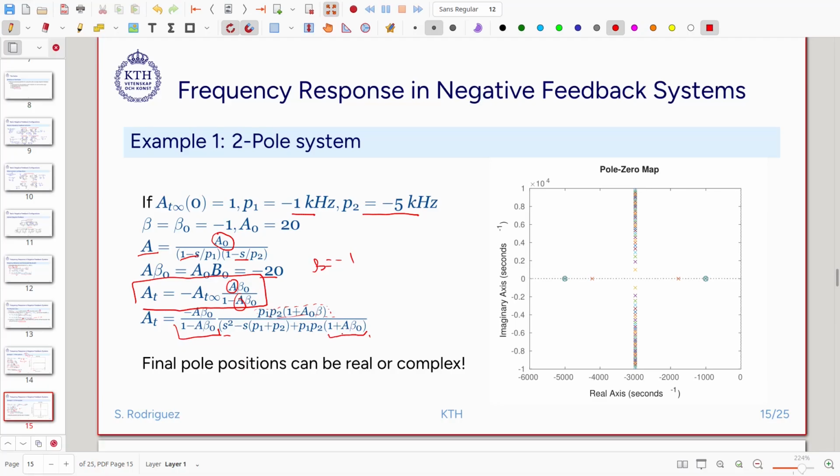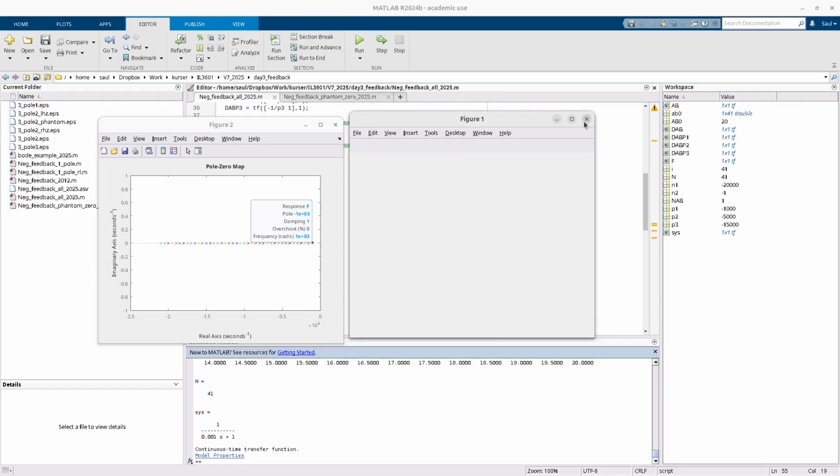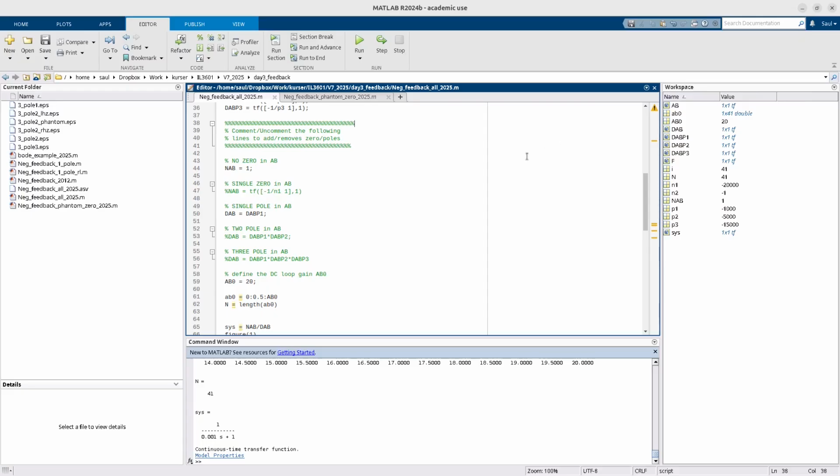This is an extremely interesting result, because the amount of loop gain feedback that I put is going to manipulate the position of the poles. So let's run our examples in MATLAB. Let's see, we add a second pole to this system. Let's see what happens.